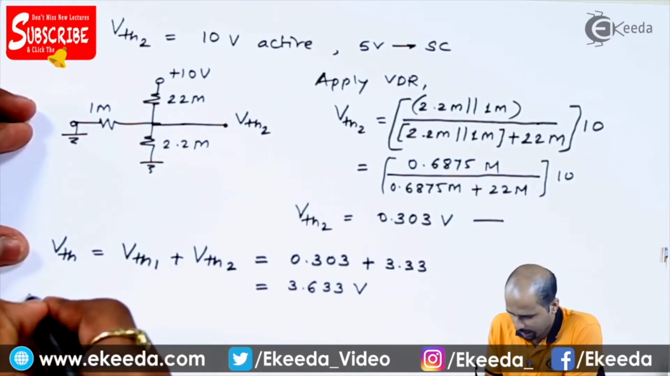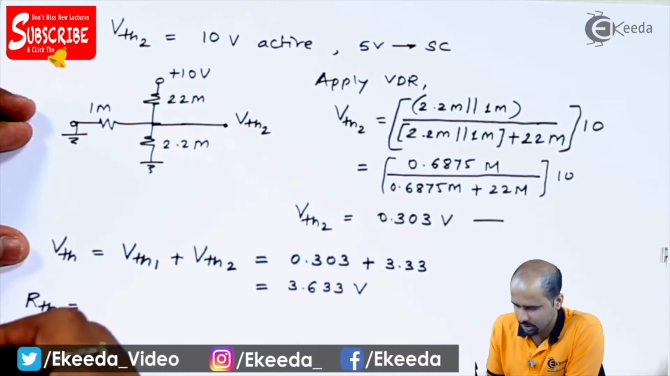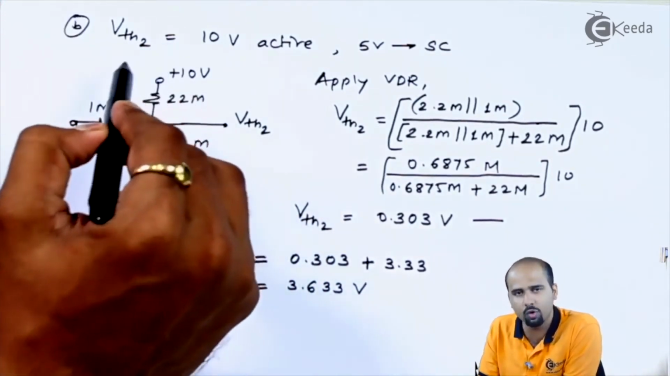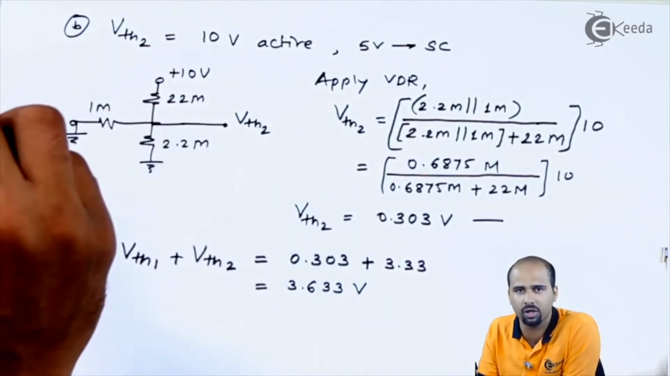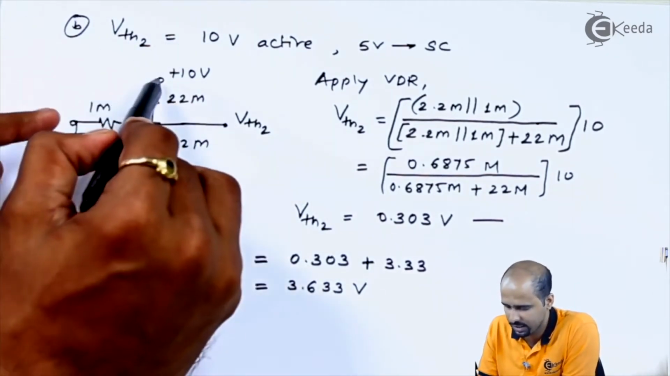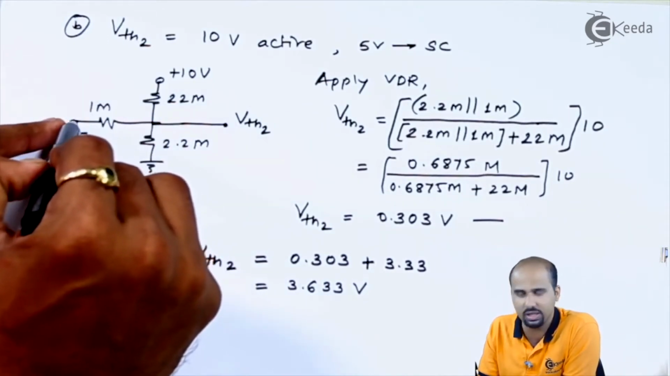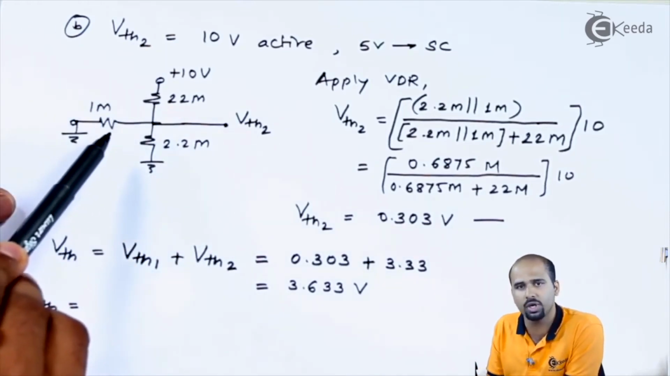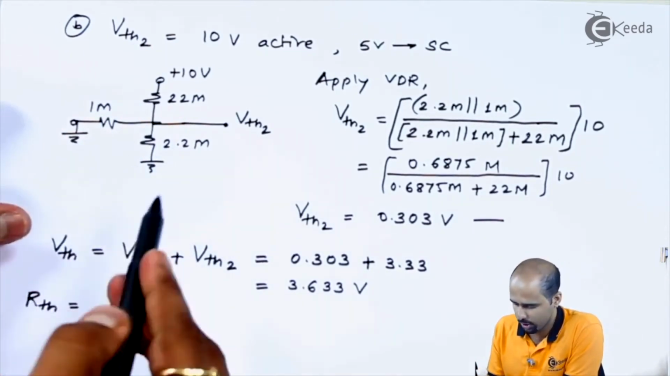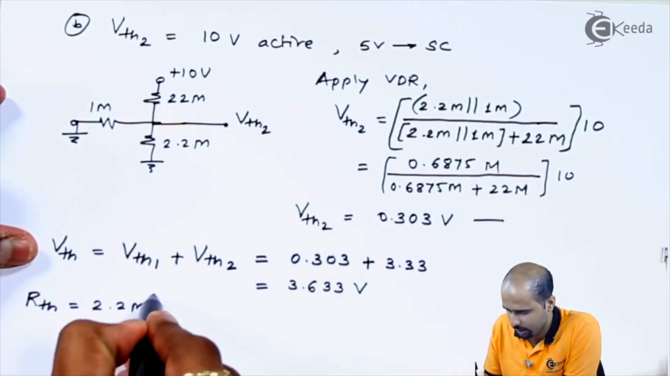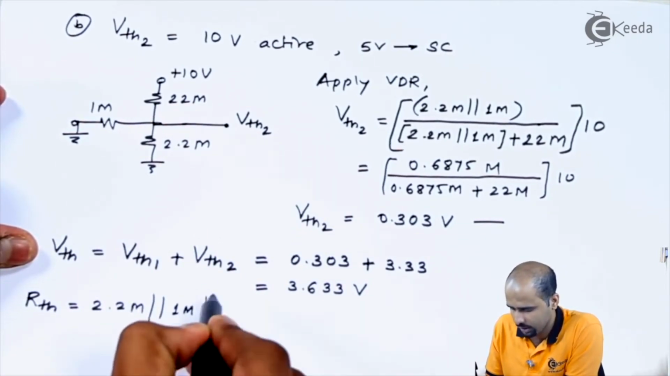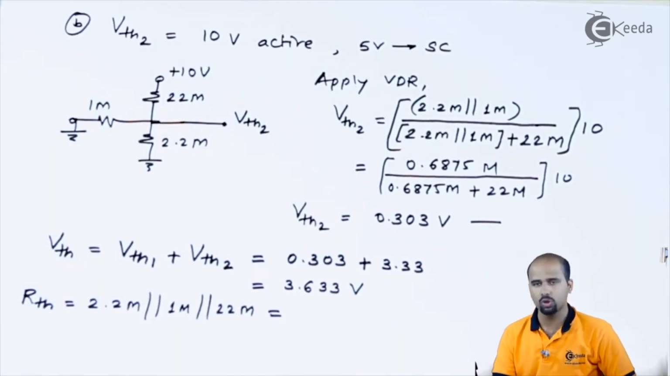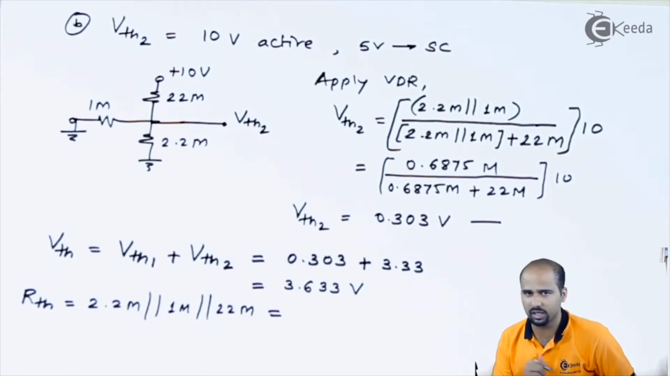Okay, so RTH, how to find out total RTH? As we know, RTH calculation is simple as compared to VTH, because all the voltage sources get replaced by their respective internal resistances, and I will say that 10 volt and 5 volt are getting shorted. That means all three resistances become a parallel combination. So I can say that RTH becomes 2.2 mega in parallel with 1 mega in parallel with 22 mega. So we will calculate this value. Pause the screen, calculate this value of RTH and come to me.